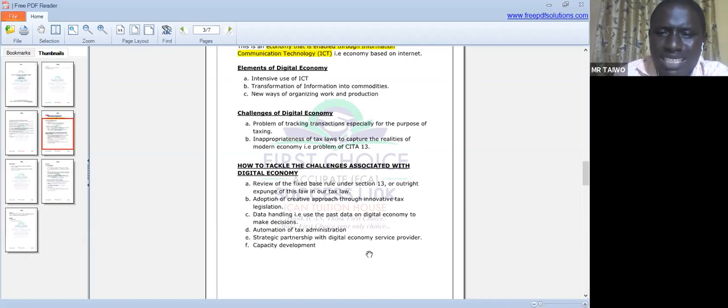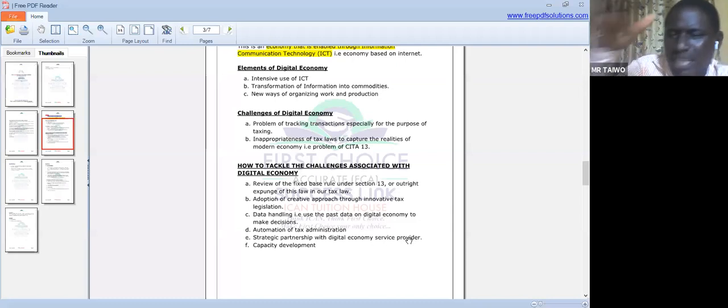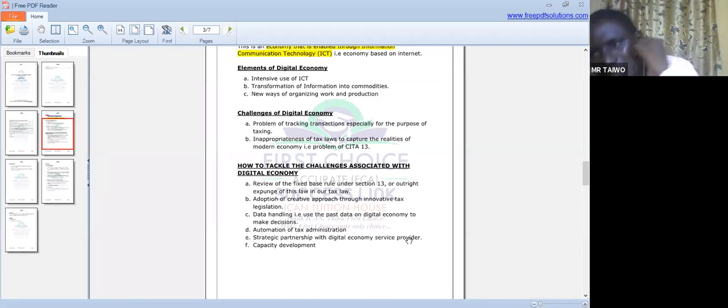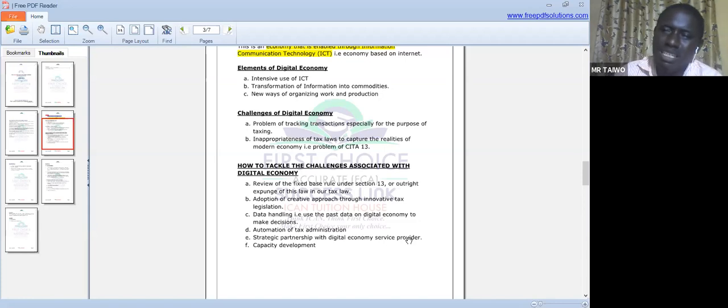Strategic partnership with digital economy service providers, those platforms that are providing digital services. All these different platforms that provide IT platforms for payment, let us partner with them so that they will advise us on how we can track all these digital transactions, transactions that are done from outside the country but get money from our country.